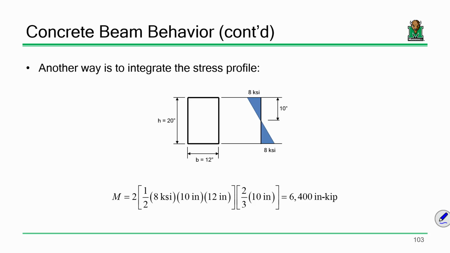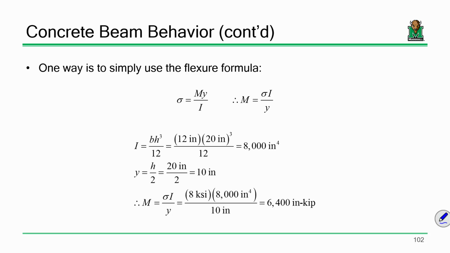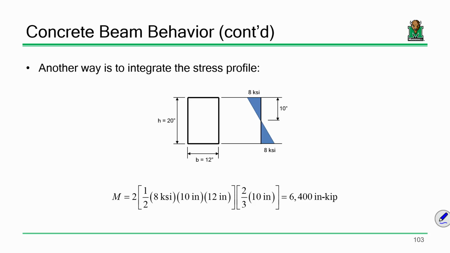My point for bringing this up is there's two ways of doing this problem. Sigma equals My over I, or this. You get the same answer. Okay? Why is this so important? Well, it's important because when you're looking at a beam and you're looking at code provisions, a lot of times, especially when it comes to concrete design, you won't see things like, here's how you calculate the moment capacity. What it'll say is, here's the maximum stress that piece of concrete or piece of steel can withstand, and it is your responsibility to determine what the moment capacity is.